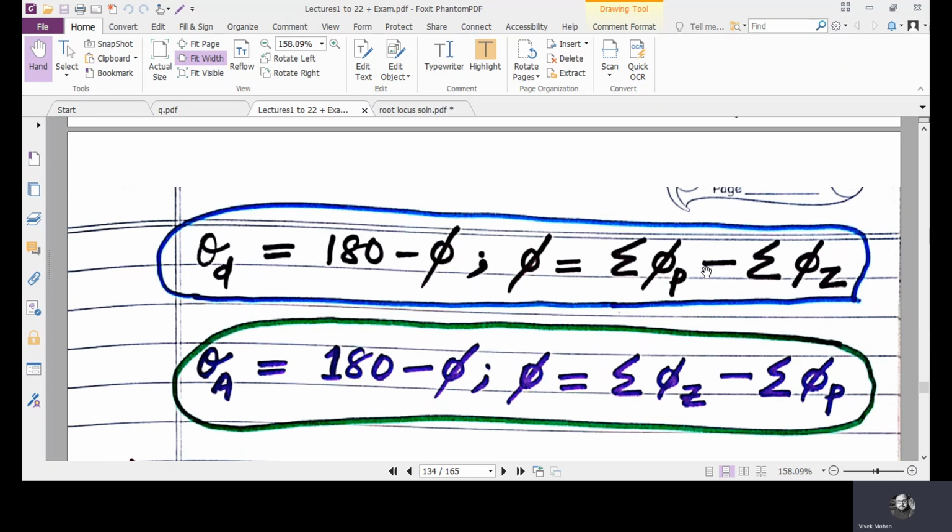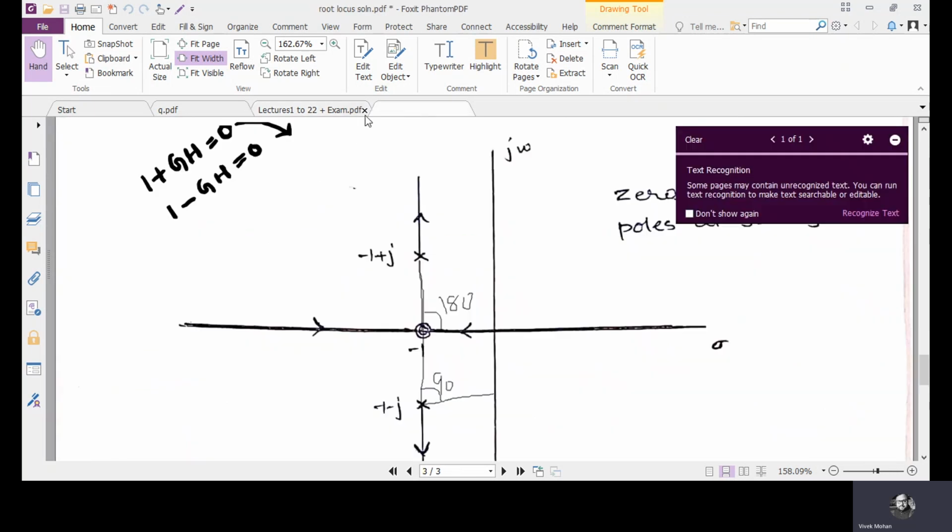Now, this sigma phi p is 90 and this sigma phi z is 180. So 90 minus 180 is minus 90. Now 180 minus 90 is 270. So the angle of departure at minus 1 plus j is 270. 270 in the sense, this is 90, this is 180, this is 270. So this should be the line, right?